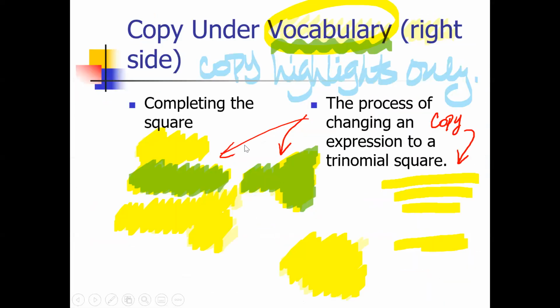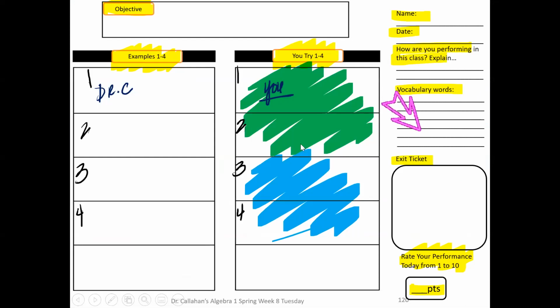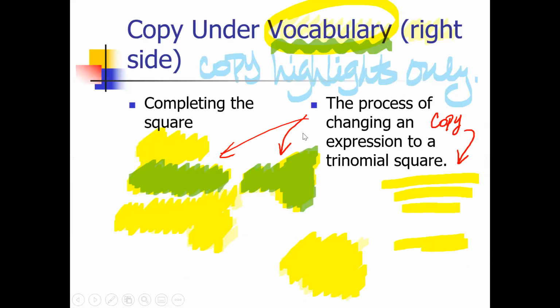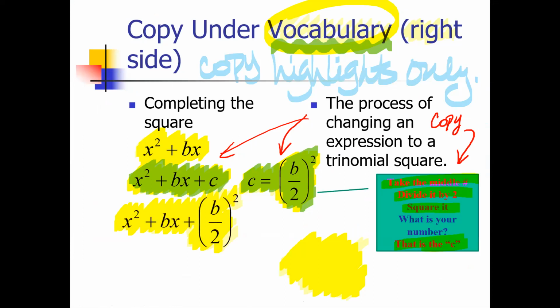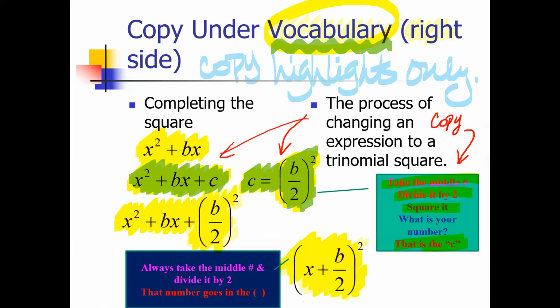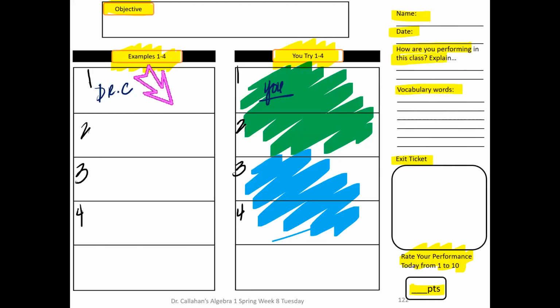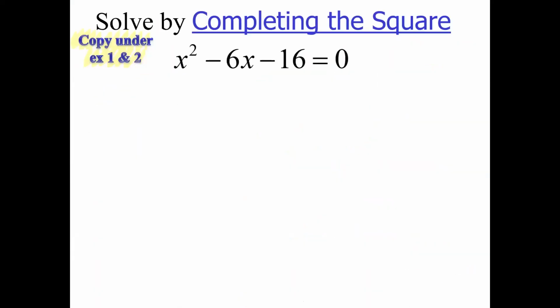All right, so I want you guys to copy this under vocabulary words right there where the arrow is pointing at. So when you're completing the square, remember it's x squared plus bx plus a blank space, and then you have to add that blank space to the left side and the right side of the equal sign. Remember your blank space is always going to be the middle number, which is b, which is that number in front of the x. You're going to divide it by 2 and then square it. Once you do that, remember that you need to go ahead and solve for x, okay? So let's go and take a look at the first example.